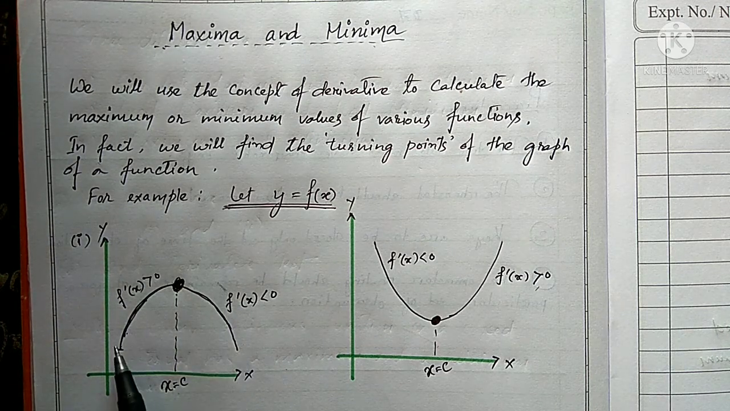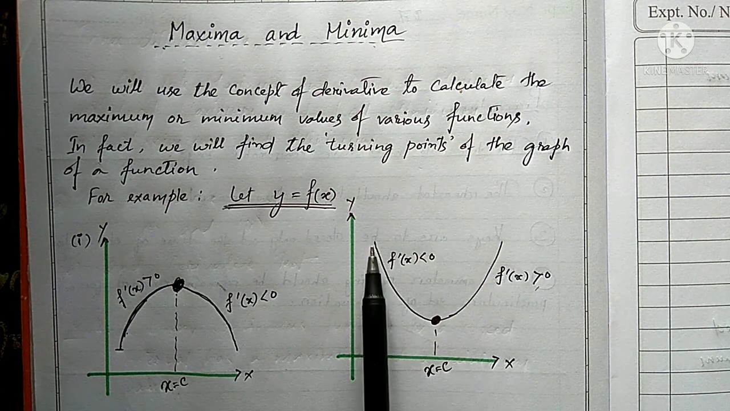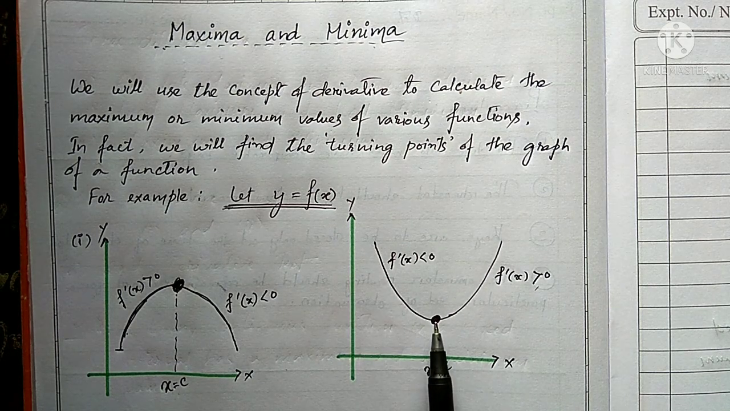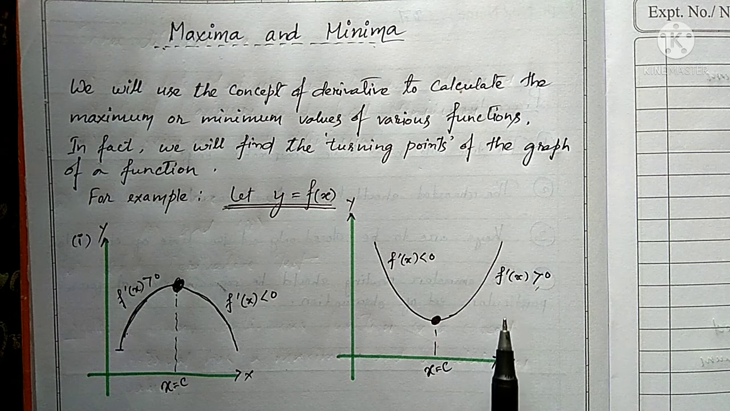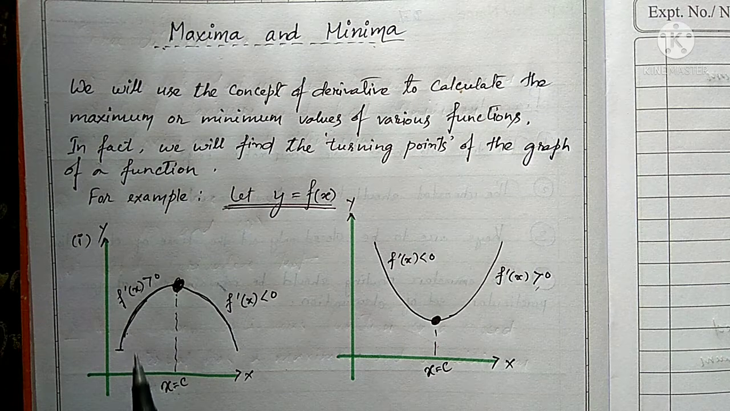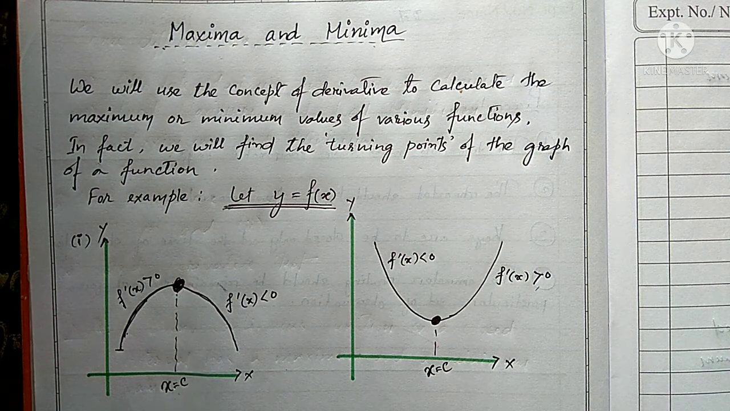Similarly, if we get another graph, the graph moves in this way, and at this place the graph turns. This one is known as the turning point. Is it clear? So how can we find out the turning point actually?